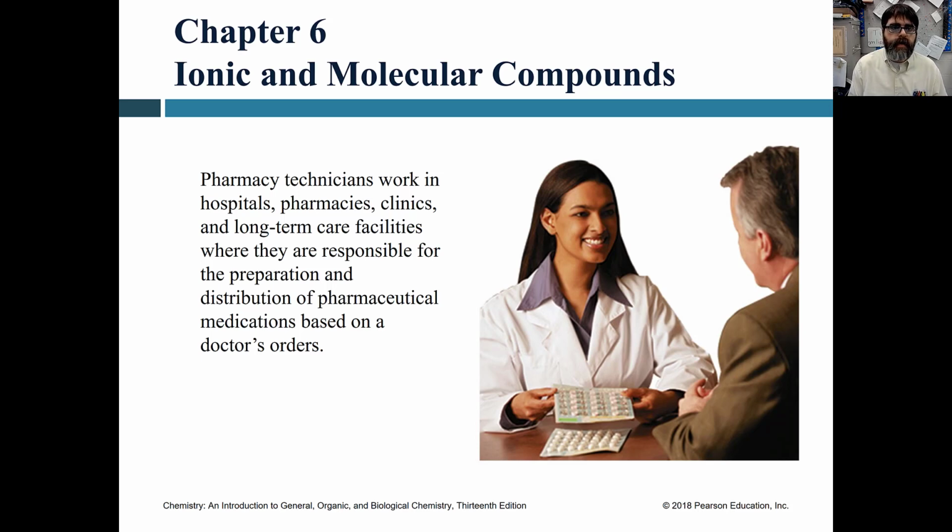Chapter 6 here, we're going to be looking at ionic and molecular compounds, or what I would call covalent compounds. I will also say that although it's okay to use the word compounds a lot of times, I tend to think of ionic as compounds and covalent bonding things as molecules. And if I want to refer to both together, I'll use the word substances.